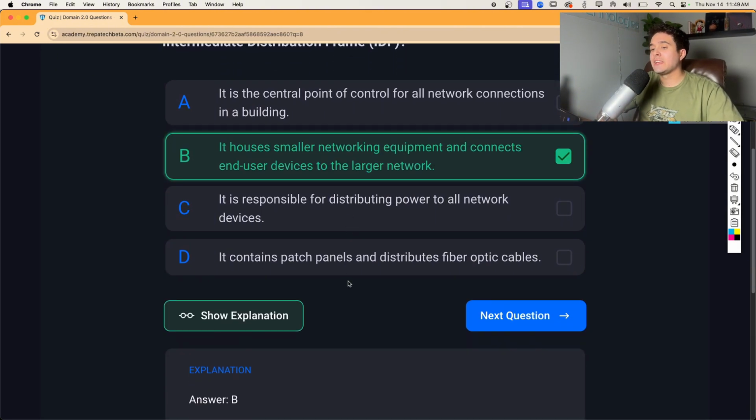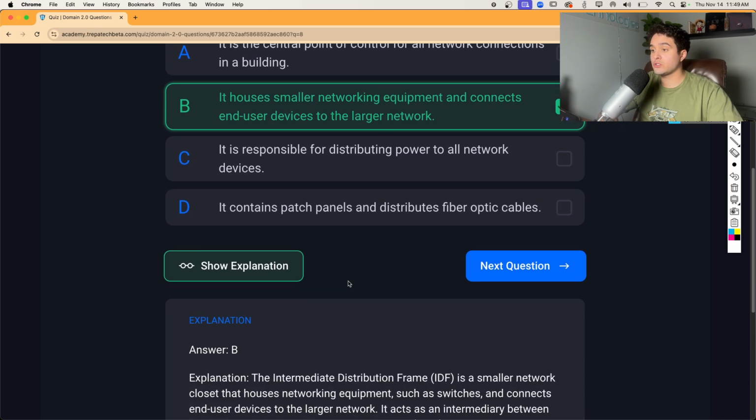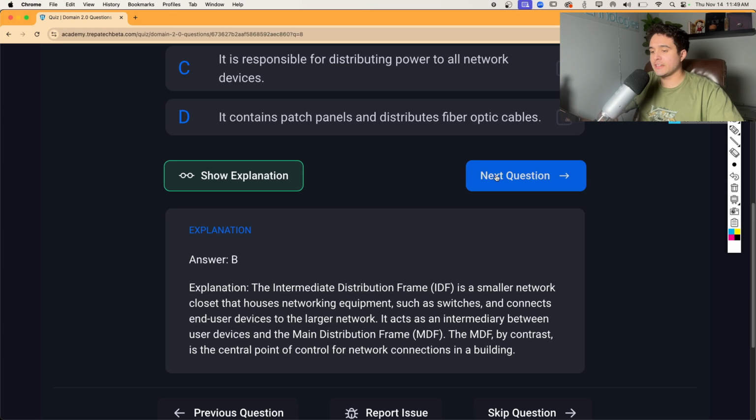That's going to be B. It houses smaller networking equipment and connects end user devices to the larger network. Pause the video if you'd like to read the explanation.